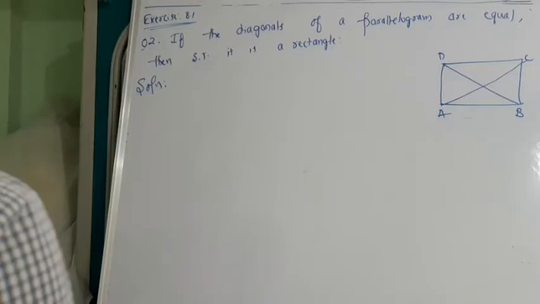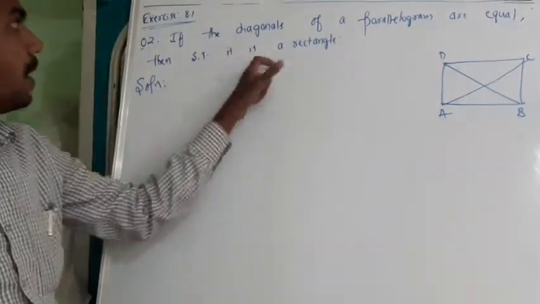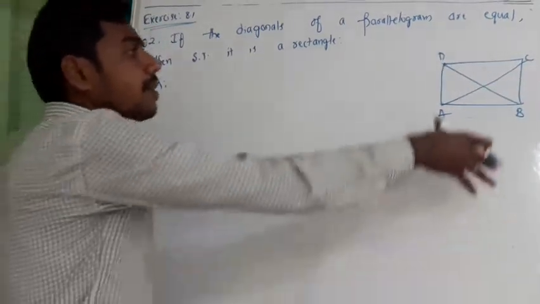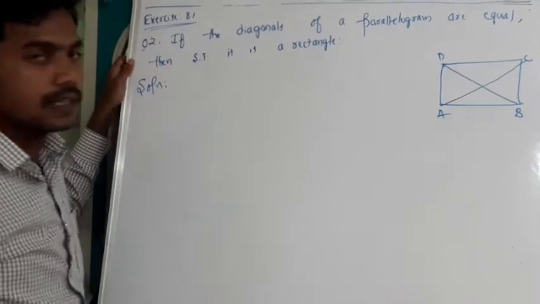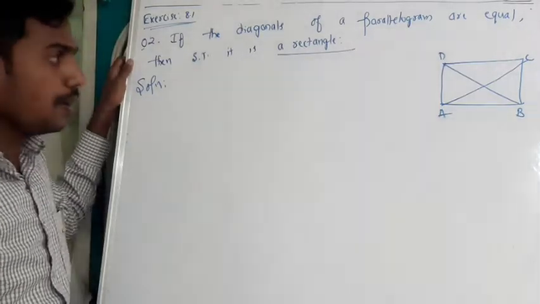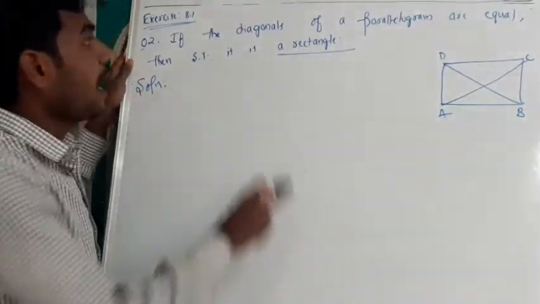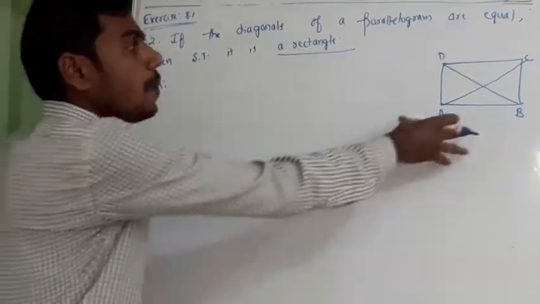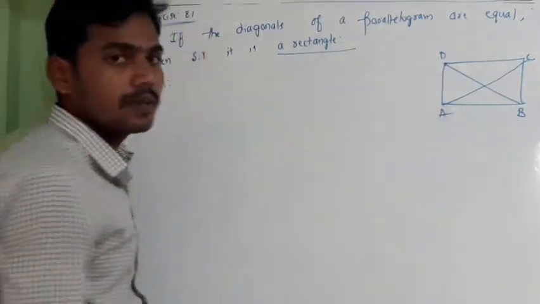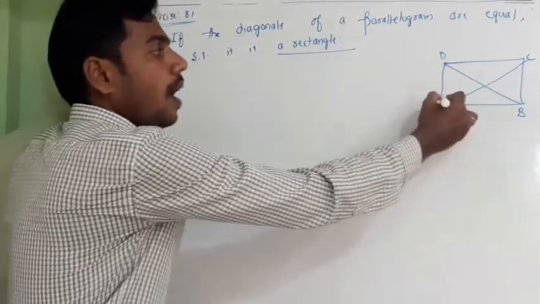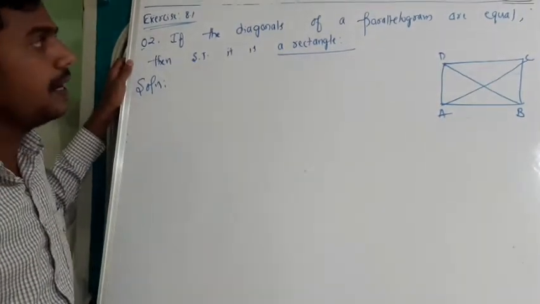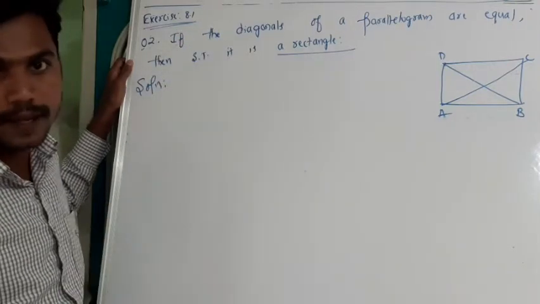So second question: if the diagonals of a parallelogram are equal, then show that it is a rectangle. Say ABCD is a parallelogram, and what they have given is DB is equal to AC. DB and AC are the diagonals and they are equal. In that case, we need to prove that it is a rectangle. To prove a parallelogram is a rectangle, we need to show one of the angles is equal to 90 degrees. If I am able to show one of the angles of a parallelogram is equal to 90 degrees, then I can conclude that the parallelogram is a rectangle.